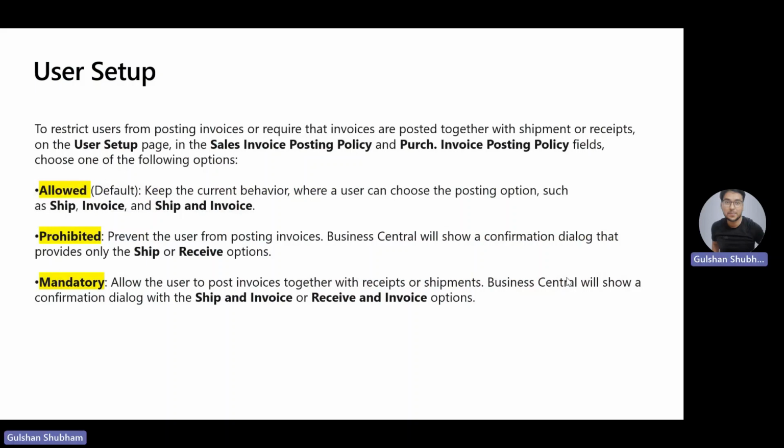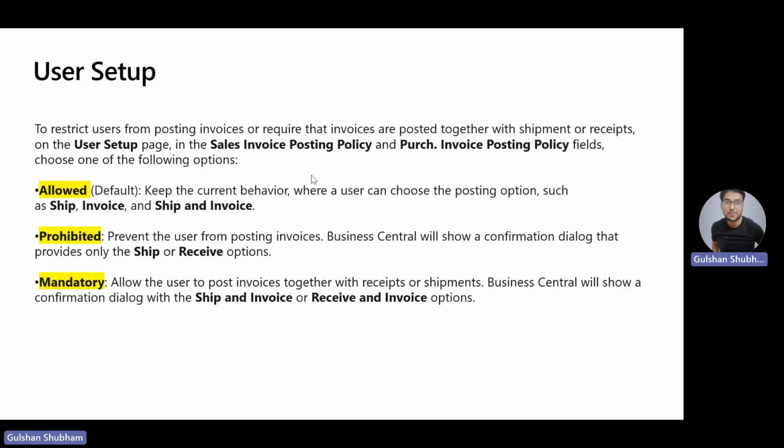Now, if I select prohibited, then it prevents the user from posting invoices. Prohibited means I cannot post the invoice. Look at the name again, Sales Invoice Posting Policy. It focuses on whether a user is allowed to post the invoice individually or with receipts or shipments. So prohibited means you cannot post the invoice. You can just post the shipment and receipts: on the sales side shipment, on the purchase side receipts.